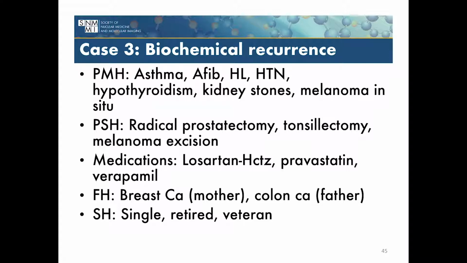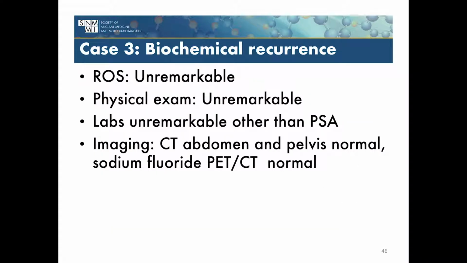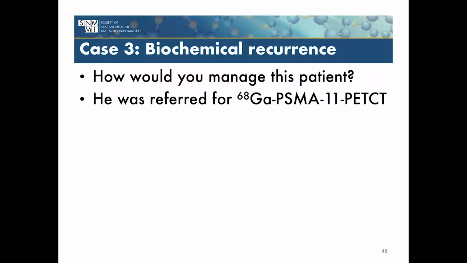He has some other past medical history, and we can kind of skip through this. None of it's particularly germane to the case, to be honest, just for the sake of time. But he has an ugly family history of father with colon and somebody with breast. So that's true. Yeah, there is a significant family history of cancer. So you start thinking on the Lynch side of the spectrum. His labs were unremarkable except the PSA. He had a CT abdomen pelvis that was normal, sodium fluoride PET CT normal. So it's an interesting case.